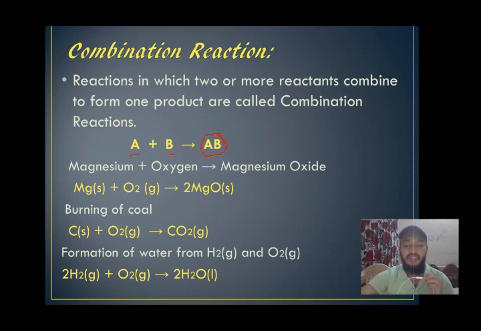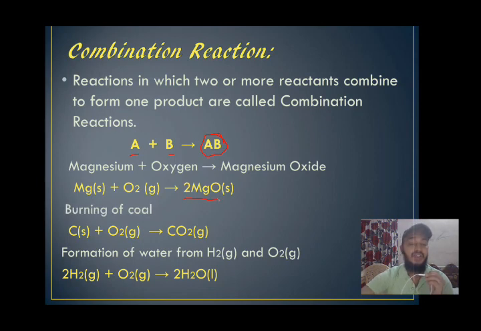So another example of this is magnesium plus oxygen gives magnesium oxide. The chemical reaction for this is Mg, which is a solid, when it reacts with O2, which is a gas, gives 2MgO. Magnesium oxide is a solid. So in this reaction you can see magnesium combined with oxygen and formed magnesium oxide.